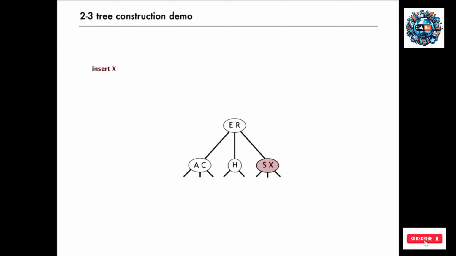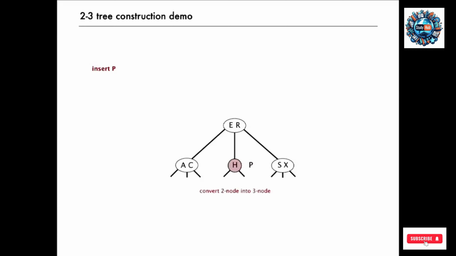for the X. Insert P. That goes between E and R, the 2-node containing H. Right link is null, so we convert that 2-node into a 3-node. And now we have a legal 2-3 tree.